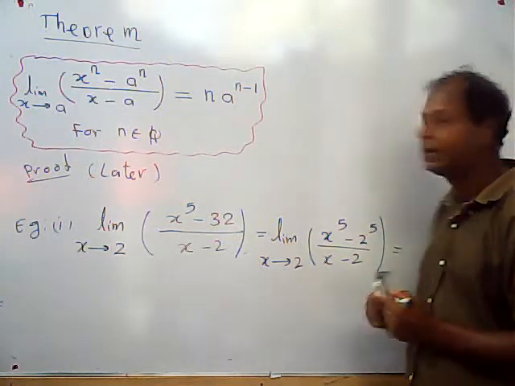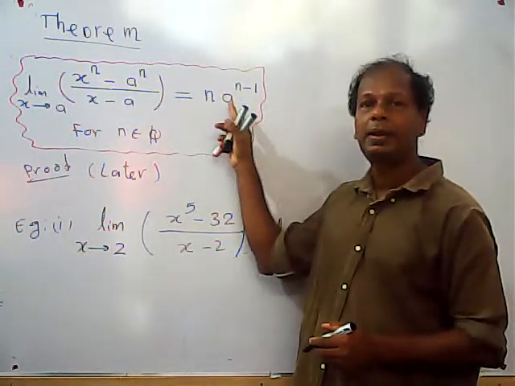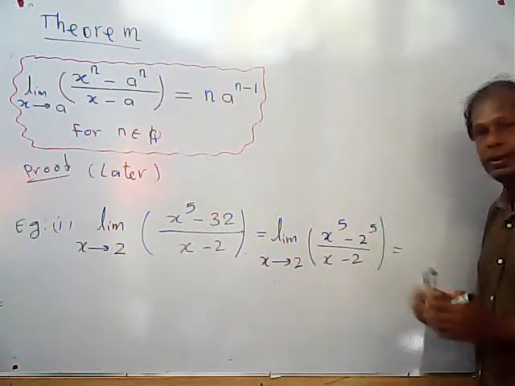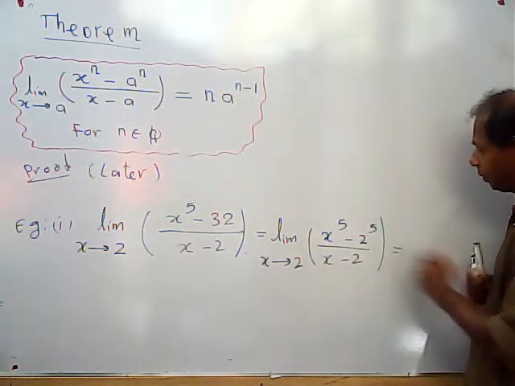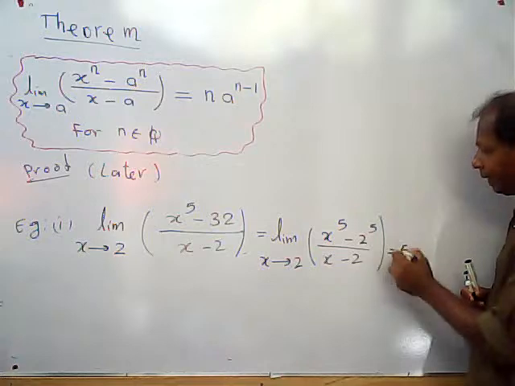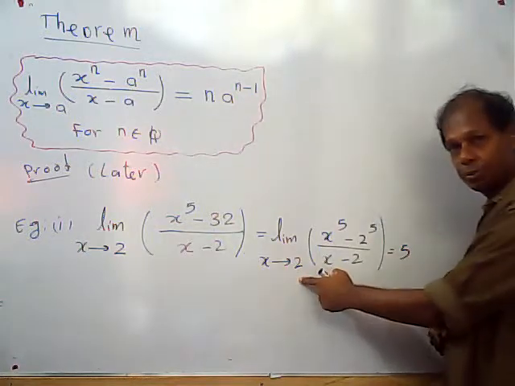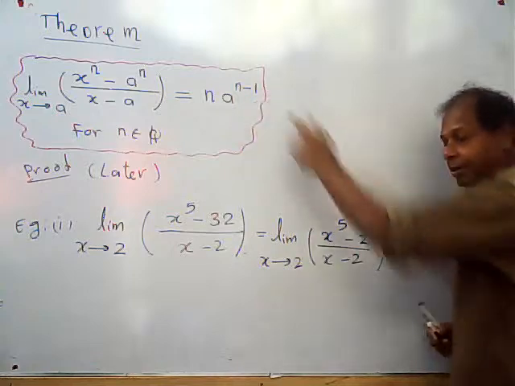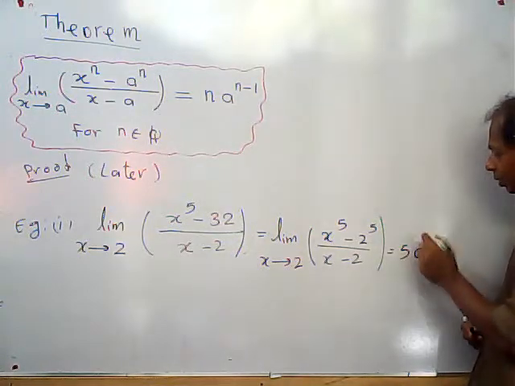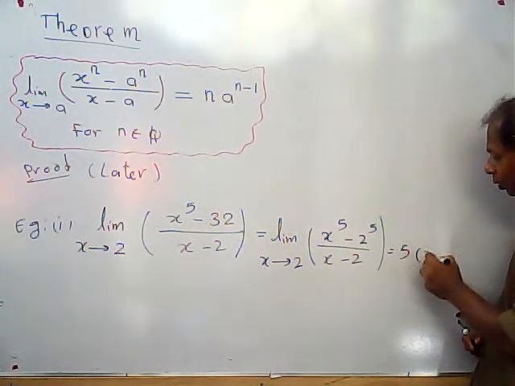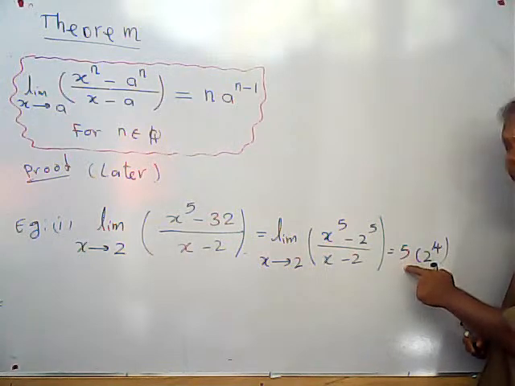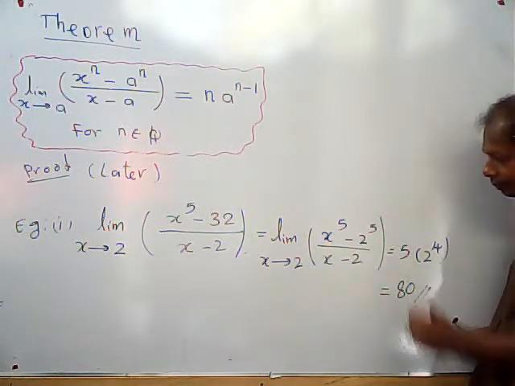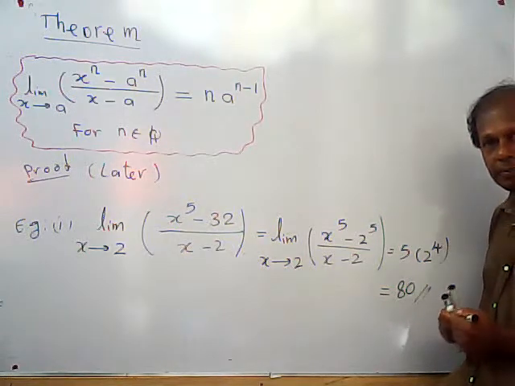Now the theorem says the limit is equal to n times a to the power n minus 1. Here n is 5 and a is 2. So it is 5 times 2 to the power 5 minus 1, which is 16 into 5. The answer is equal to 80. And that's how we use the theorem, right?